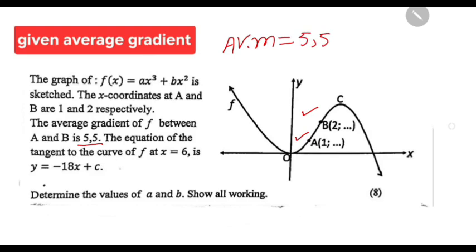The equation of the tangent to the curve of f at x equal to 6 is y is equal to negative 18x plus c. So this is the tangent line. Determine the value of a and b, show all working.